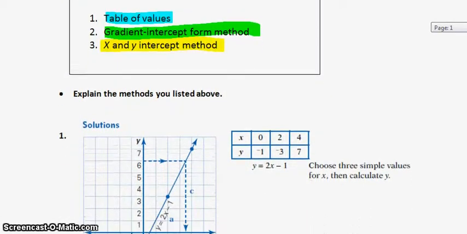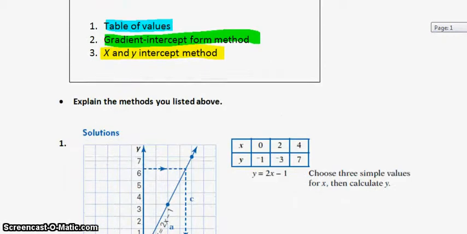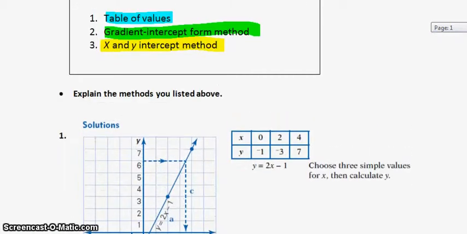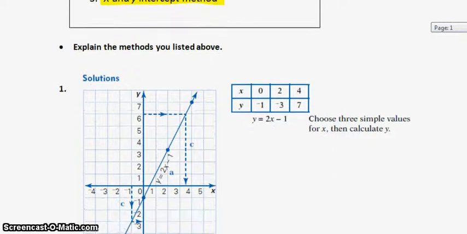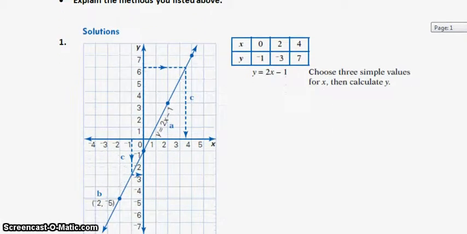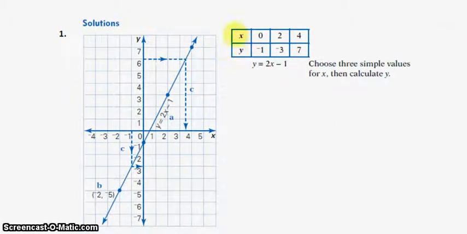So let's have a look at the next thing I want you to do, and that is I want you to explain those three methods. Okay, so I'm going to explain them, and then you can either copy this down or explain them in your own words. So tables of values involve creating these tables. So say the question was, graph y equals 2x plus 1.